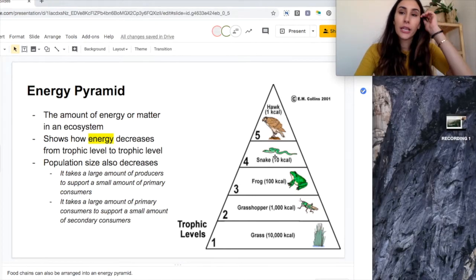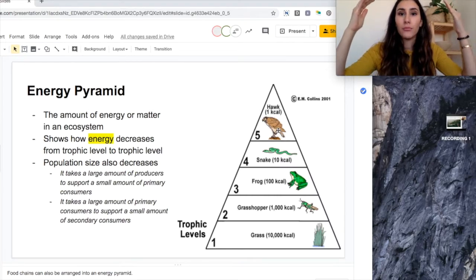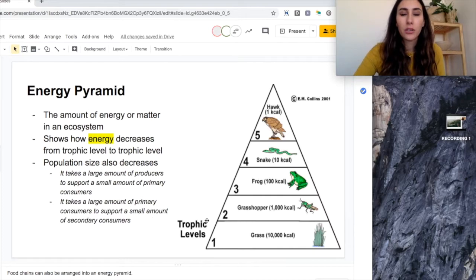So kilocalories are the units that we use in order to calculate energy. Let's take a look at this energy pyramid right here. We begin with the producers having 10,000 units of kilocalories of energy, and this number continuously is going to decrease as we move up the energy pyramid. Now, as this amount of energy decreases, moving up the trophic levels that we see right here, the population size will also decrease. What does this mean?